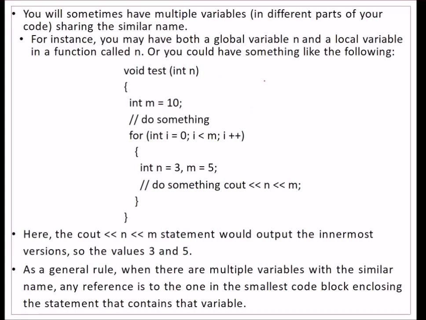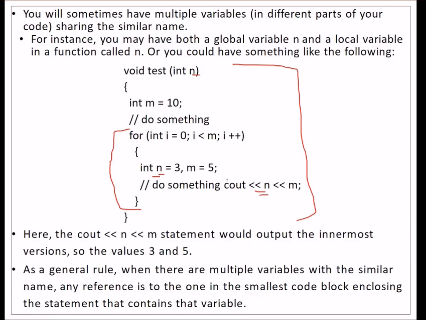You can sometimes have multiple variables sharing a similar name. This may again cause some confusion. For instance, you may have both a global variable called N and a local variable of a function which is again called N. So here we have this N. You can see this is N, this is N, and you have some sort of this formation because this is a test function. Inside this there is a block called for. In this for, N is used. In this again N is used.